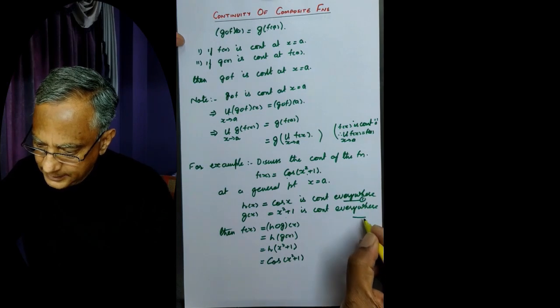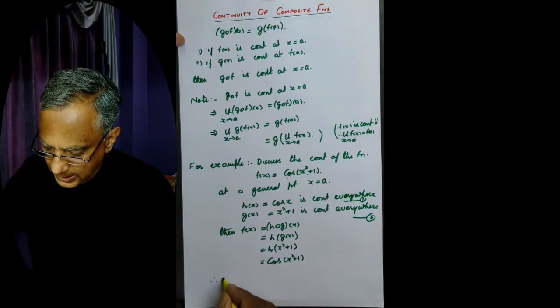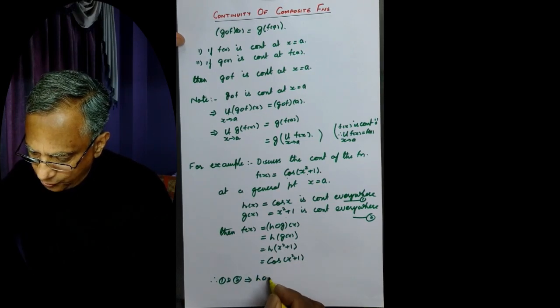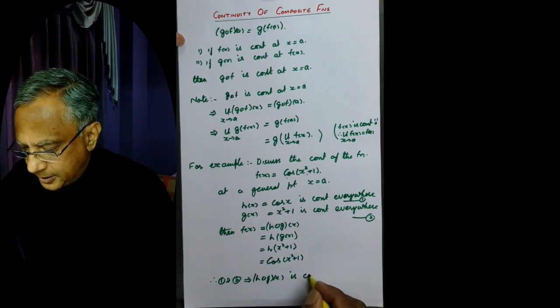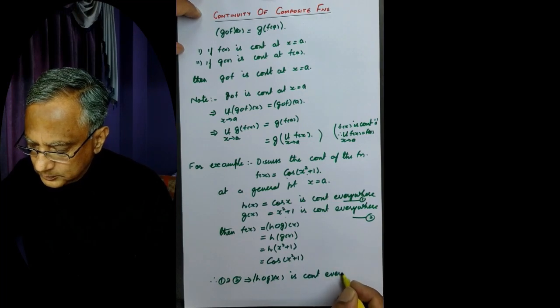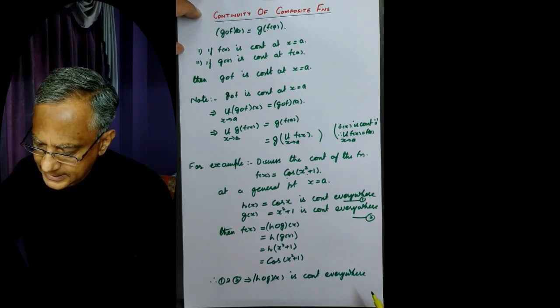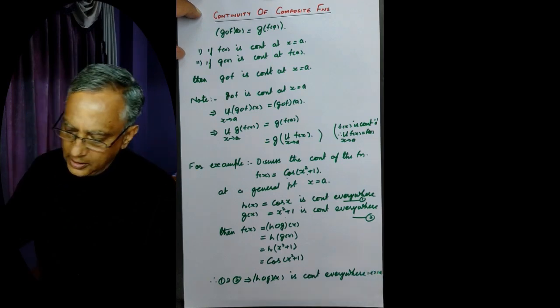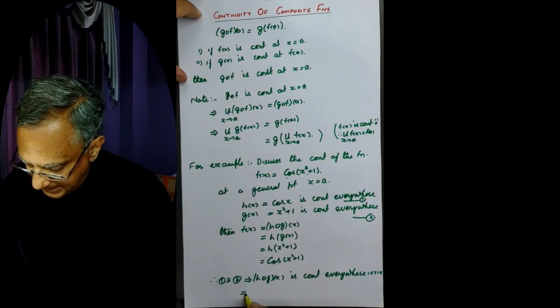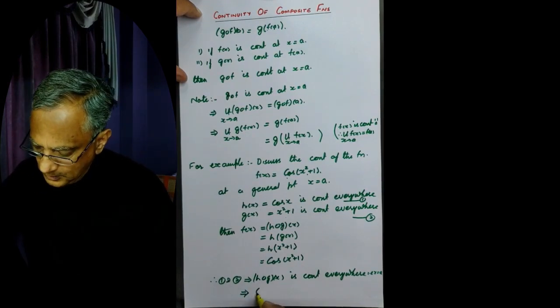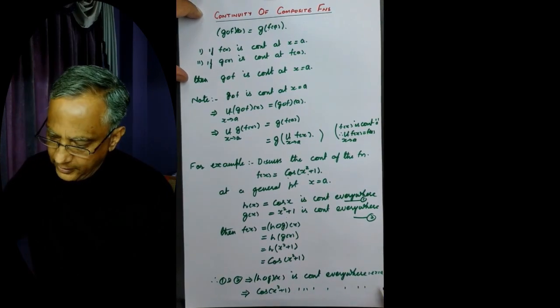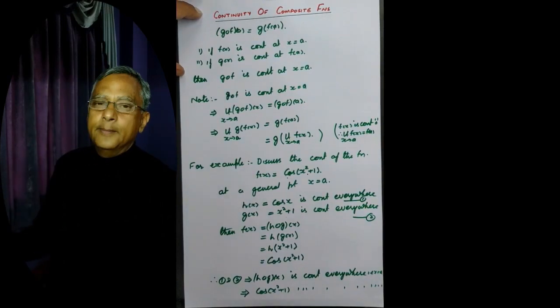This is 1, this is 2. Therefore 1 and 2 imply h of g(x) is continuous everywhere, that is at x equal to a, at a general point x equal to a. And this implies cos of (x square plus 1) is continuous everywhere, that is at x equal to a.